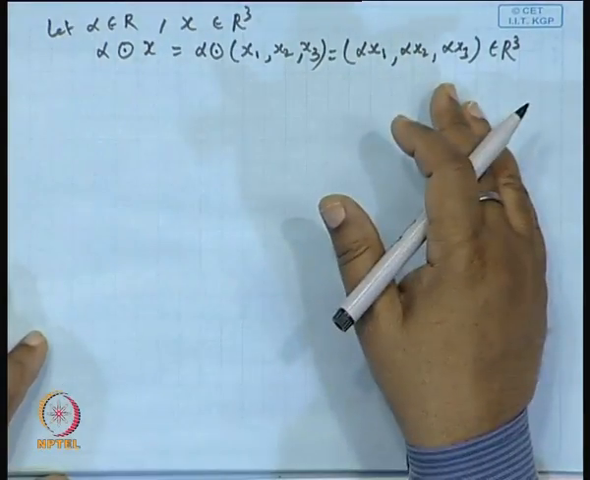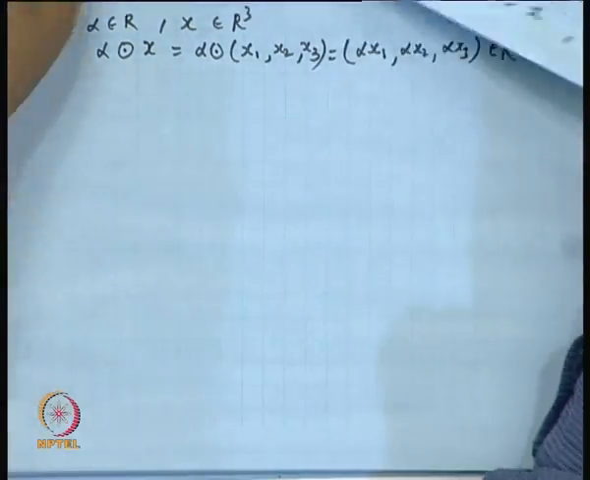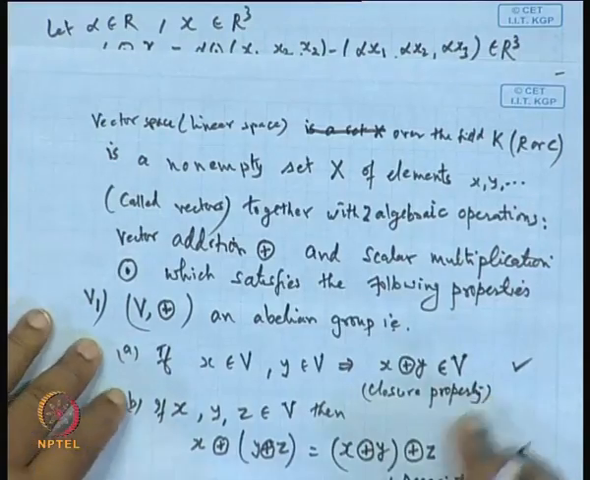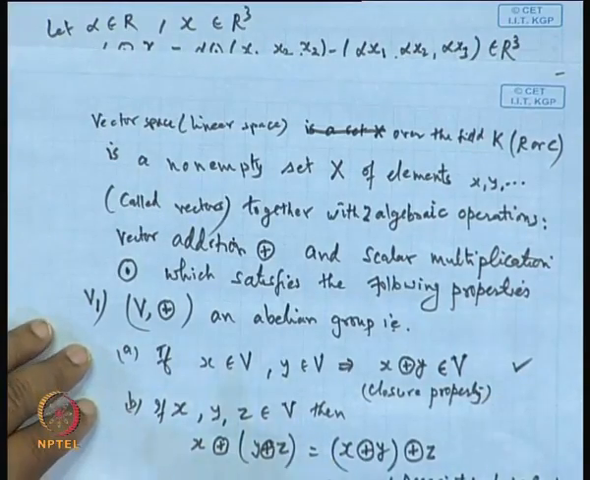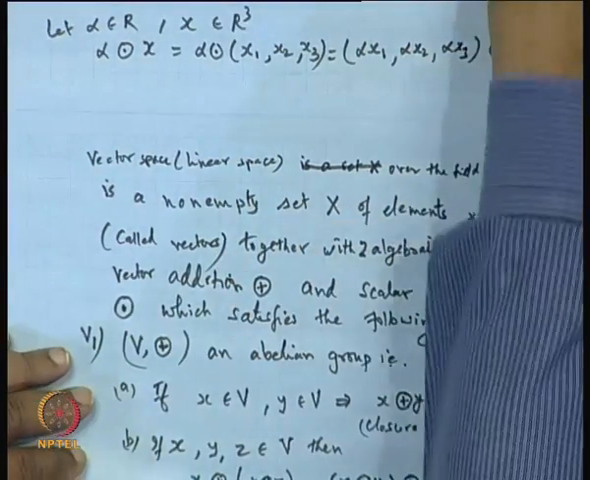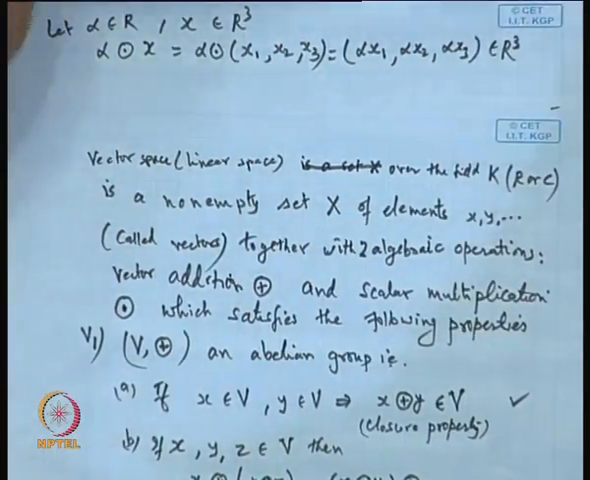With these two operations, if you look, then what are the properties? Let us start with this. The first property is already true. The second property, the associative property: if I look at this one, x and y, this is our definition.